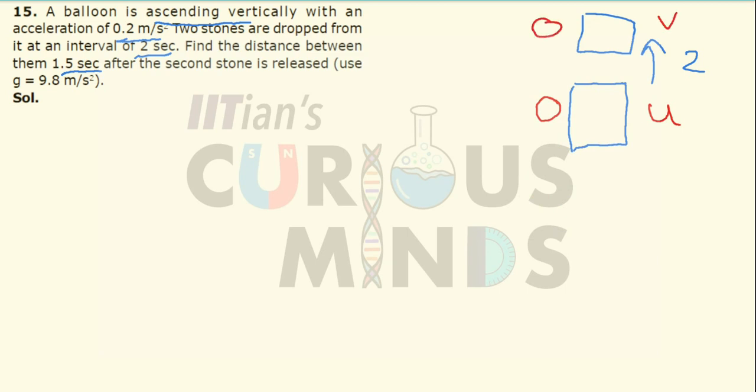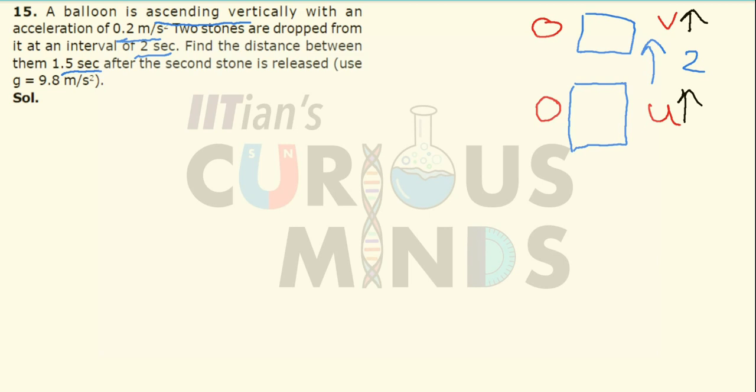Now whenever a body is released from a moving body, suppose a stone is released from a moving balloon, it means that the stone will acquire the velocity of the balloon and not the acceleration. So the first stone's initial velocity will be u, in the vertically upward direction, and the second stone has the initial velocity v, which is also vertically upward. Now we have to find the distance between them 1.5 seconds after the second stone is released.